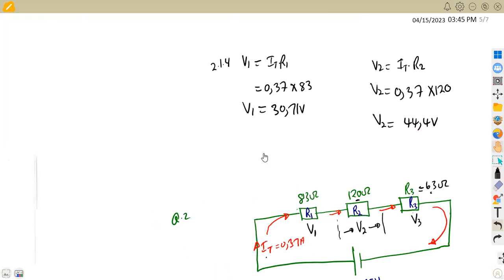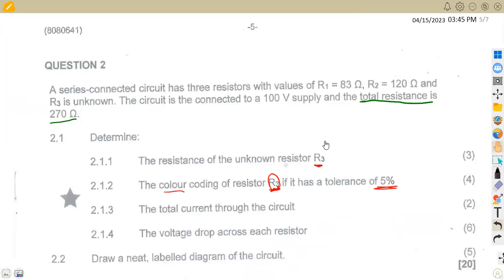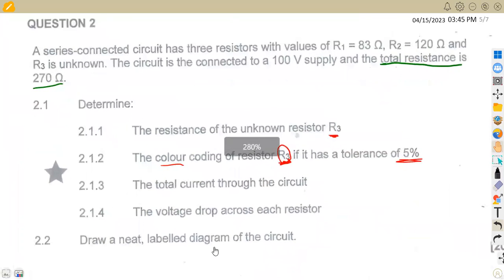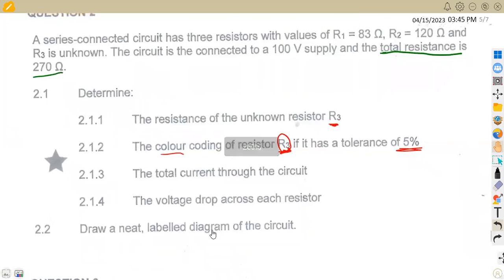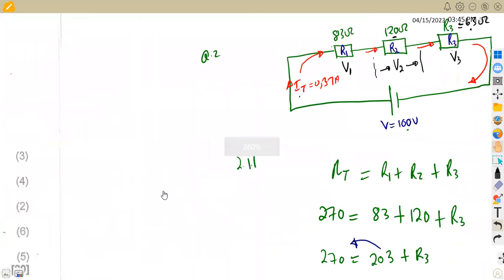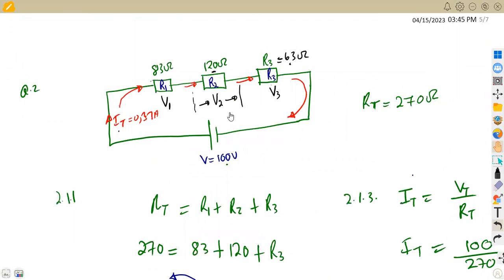Let's check the other part of the question where we are now given to draw the circuit diagram. That is, draw a neat labeled diagram of the circuit. So that is a circuit diagram. In this case, I have already drawn this sketch of the diagram. So definitely this is how your diagram is going to be. This is just a sketch, but make sure that you do it in a neater way.